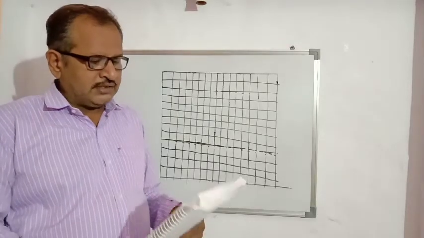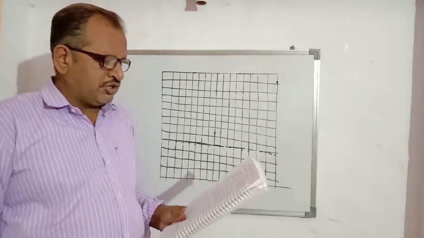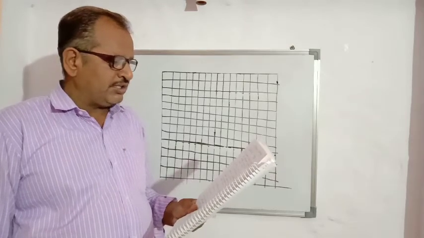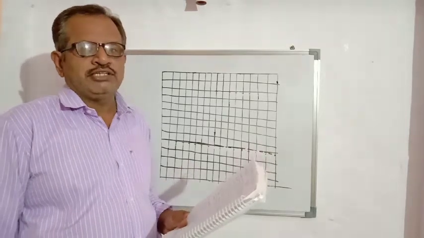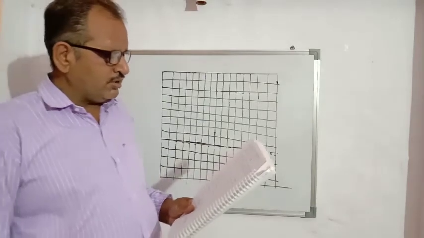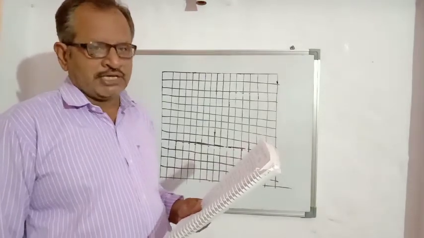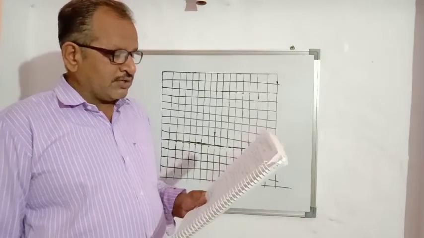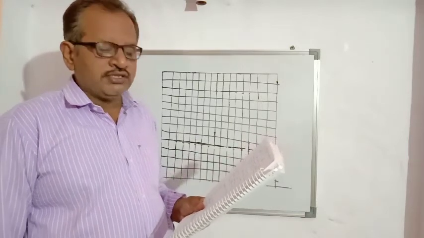So see the second assessment. Draw a circle of known radius r on a half centimeter graph paper. It is given half centimeter graph paper, but you can use the graph paper which is available in the market, maybe 1 centimeter. Estimate the area enclosed by actually counting the squares.